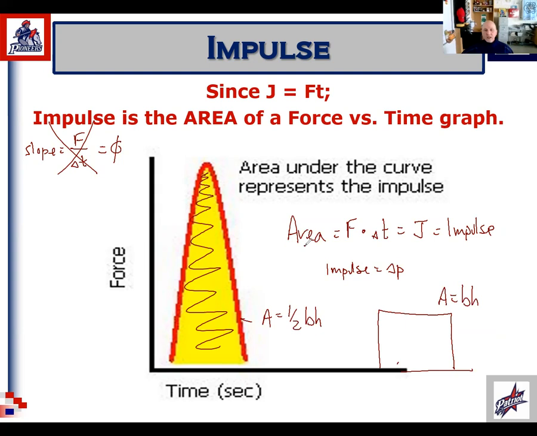But the area is going to give us the impulse, which gives us the change in momentum. Then knowing the mass, we could solve for the change in velocity from our graph.